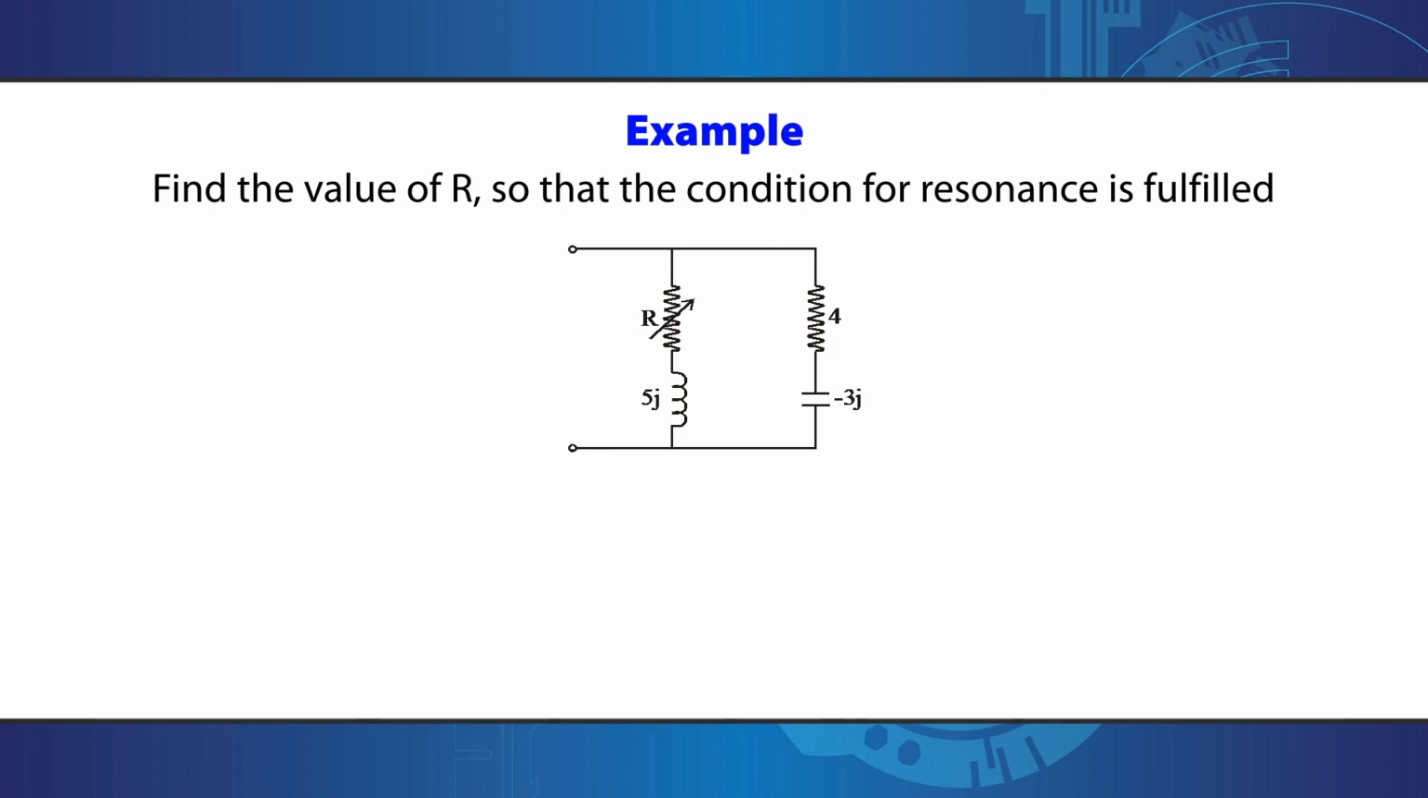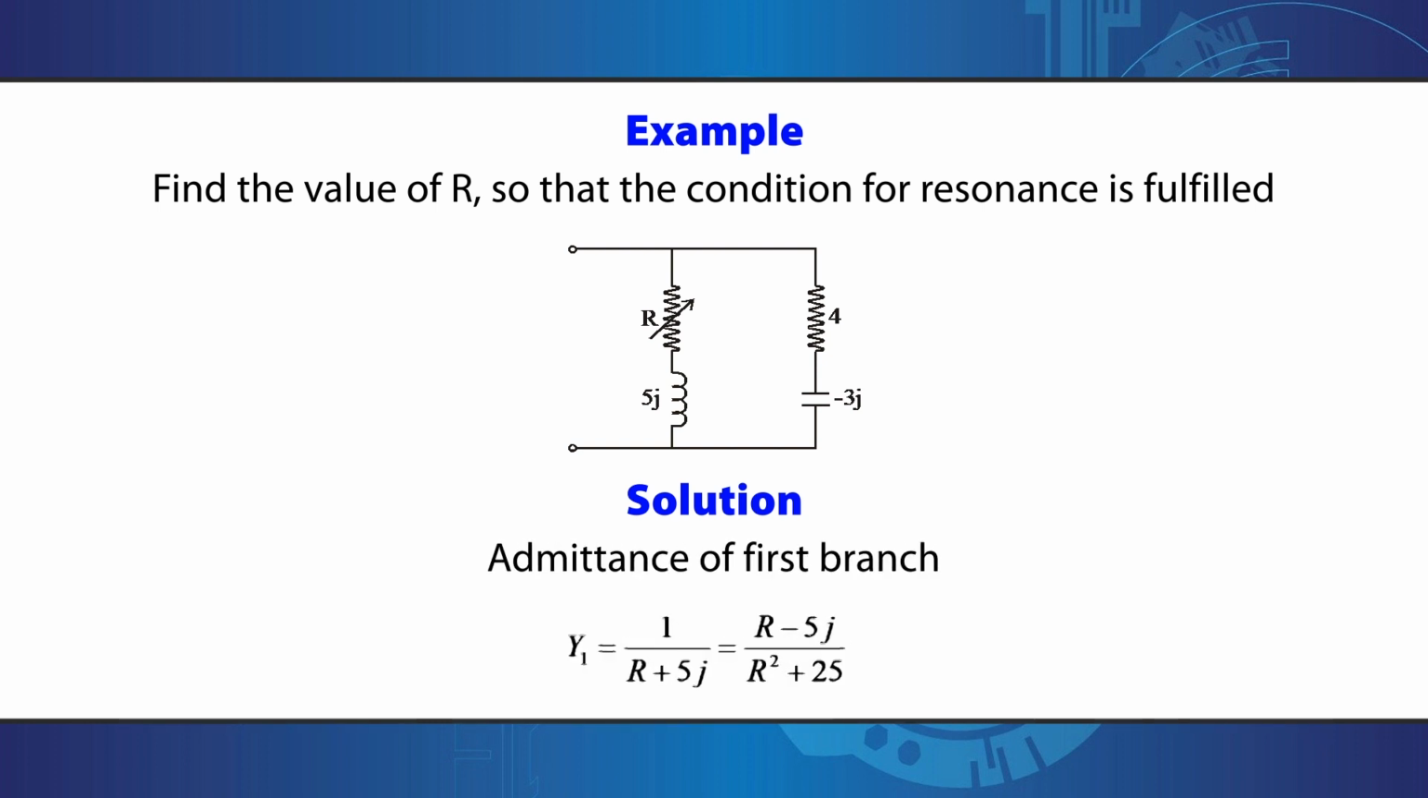As you can see in the figure, you have to find the value of resistance R so that the condition for resonance is fulfilled. So here what you can write, admittance of first branch can be written as Y1, which is 1 upon R plus 5j. You multiply R minus 5j in numerator and denominator. So this Y1 can be written as R minus 5j upon R square plus 25.